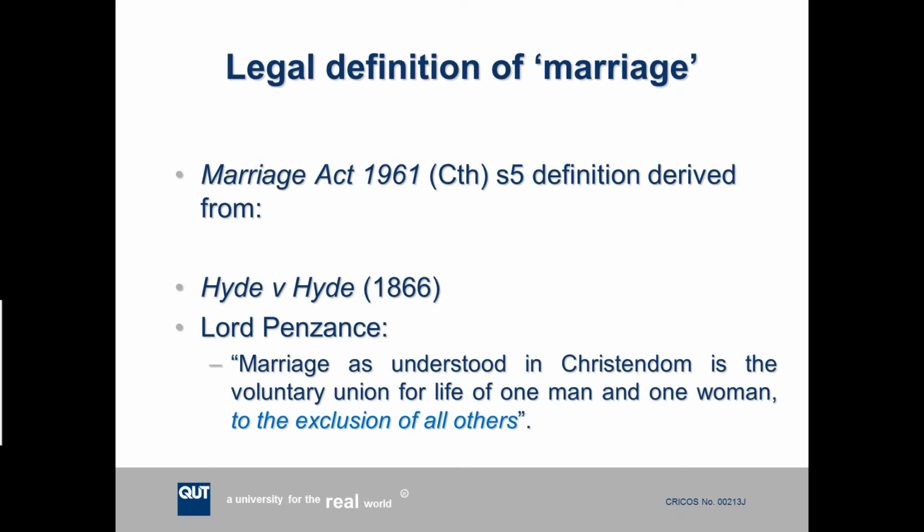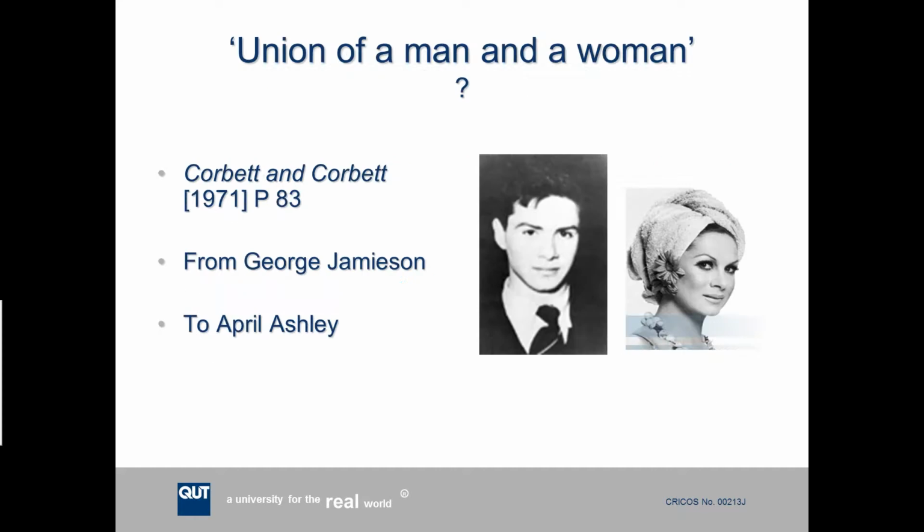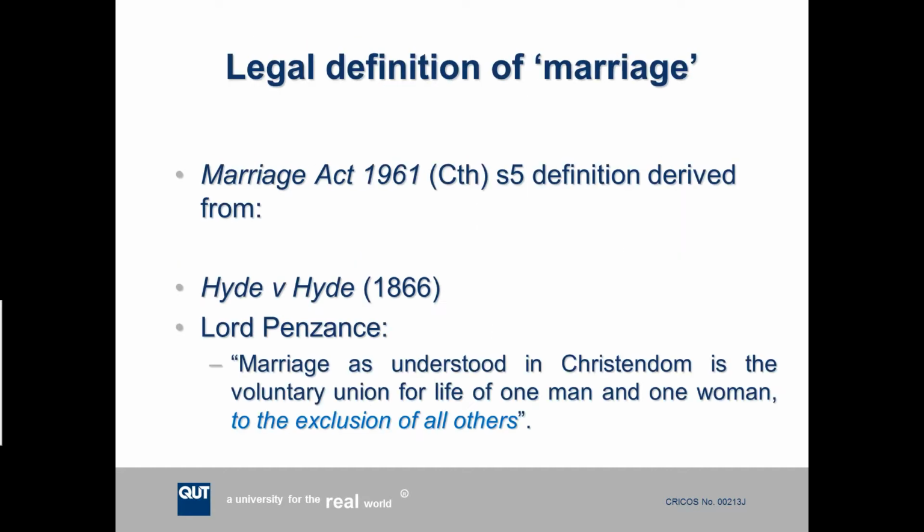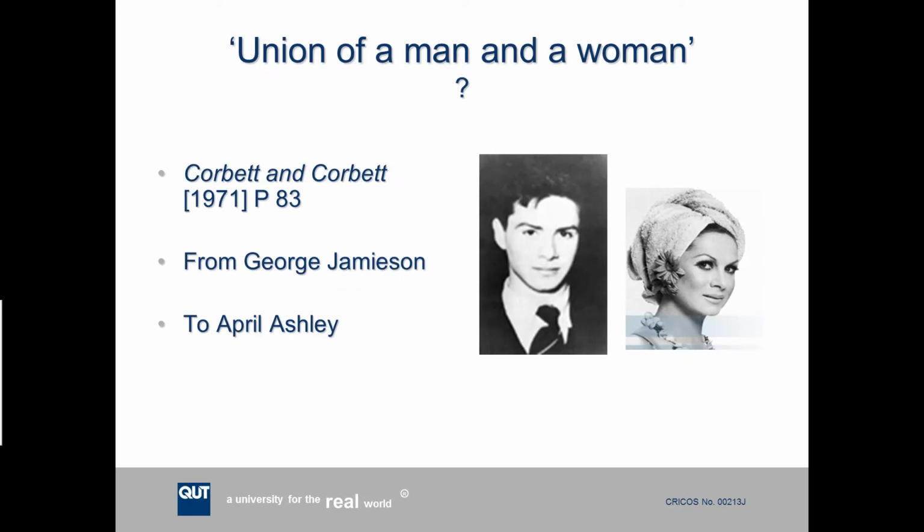So it was from that case that our current definition comes, and His Honour said, marriage as understood in Christendom is the voluntary union for life of one man and one woman to the exclusion of all others. Now, I guess that definition has stood the test of time. It's been adopted in Australia, and at the moment we continue to use that definition, although I think in England they have legislated to allow same-sex marriage, and there has certainly been a strong push for that change to the law in Australia.